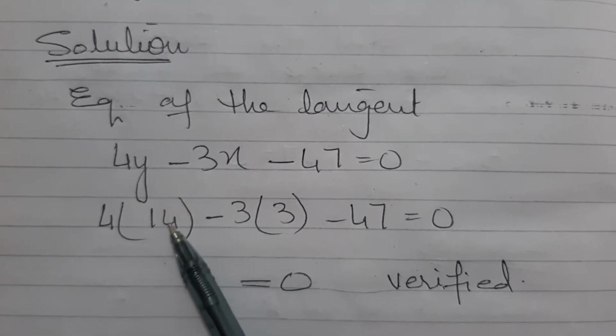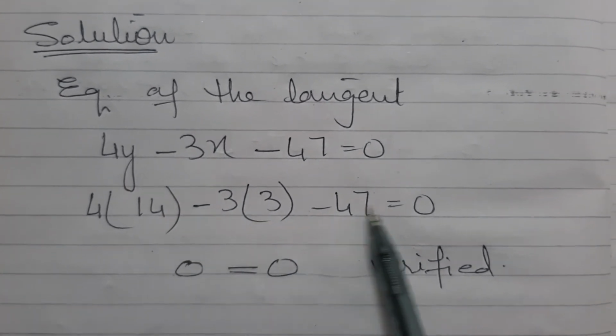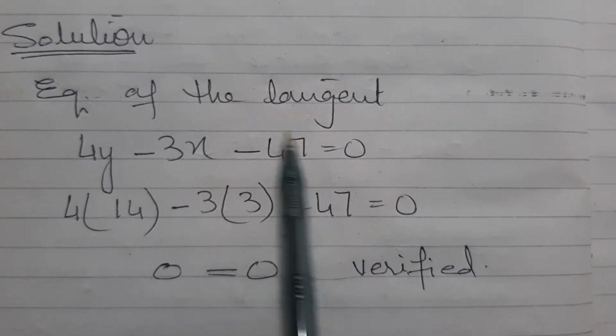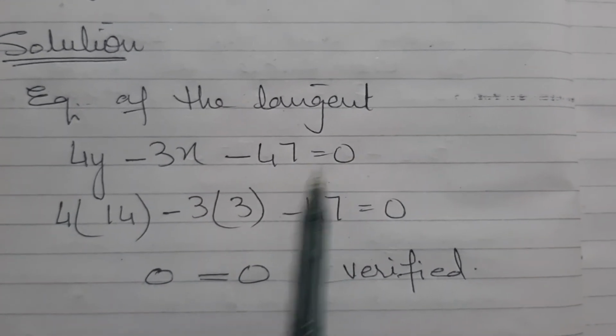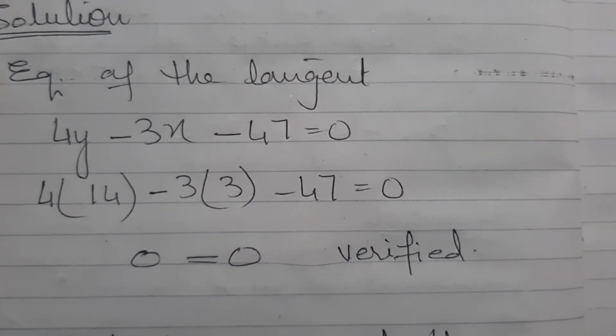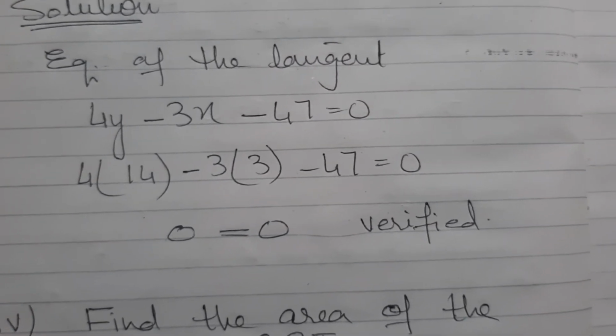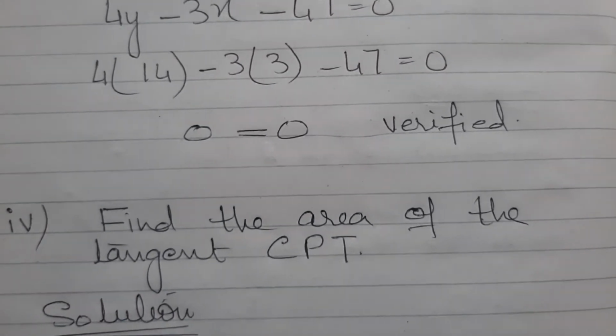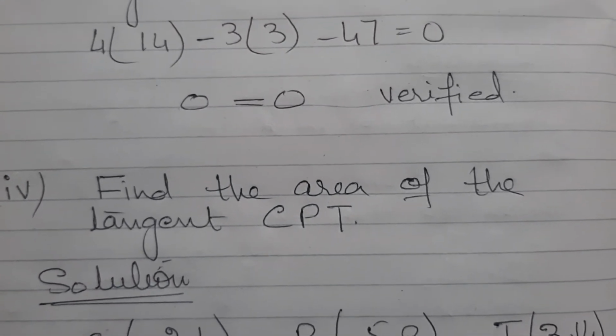In place of y, I will write 14 and I will solve it. So if I get the same answer on both sides, then it is verified that the point is on the line. In this case, it is on the tangent. Now this last part, some of you may not know.